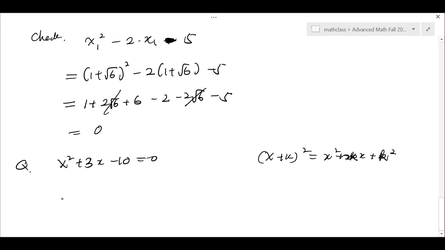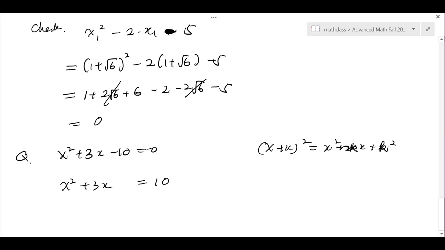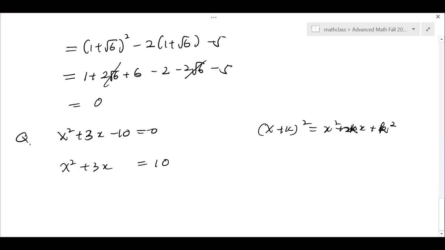All right, so step 1, I move 10 to the right-hand side. So I'm going to add, what number am I going to add? Here 2k, here's a 3. So k should be what? k should be equal to 3 over 2. That's why k squared is (3 over 2) squared.